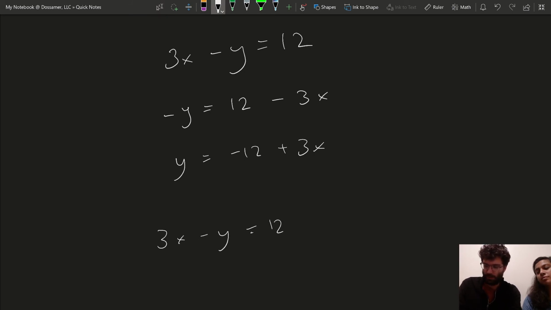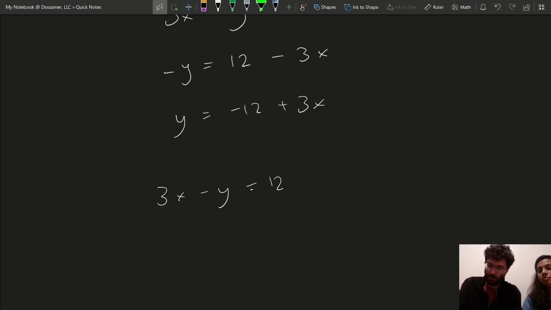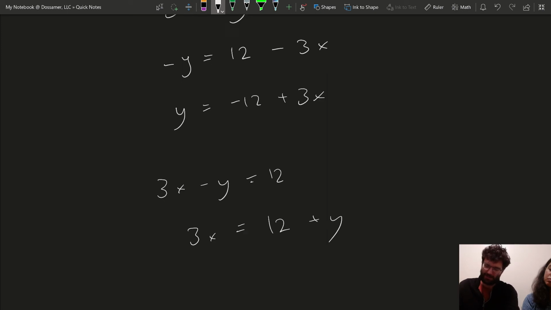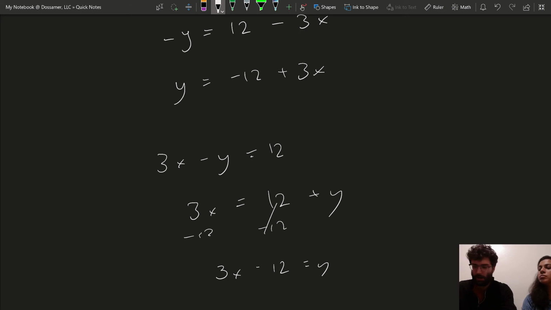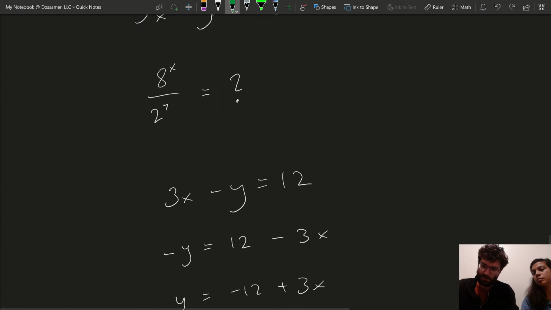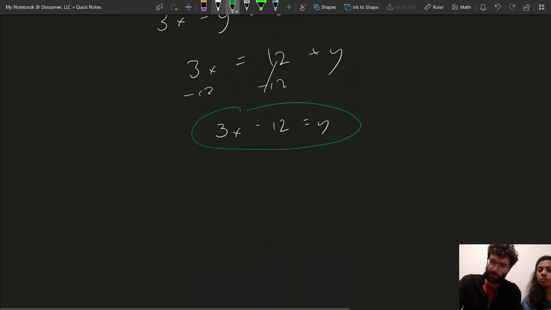And then we need to flip this, we multiply both sides by negative 1, flipping the negative, and we get y equals negative 12 plus 3x. In this case, that's pretty easy to do, but if you have a really long expression, sometimes that gets confusing, which is why I prefer, when I have 3x minus y equals 12, to add the y to the 12, and I get 3x equals 12 plus y, and then the last step, since we're solving for y, is you just move that 12 over, and you get 3x minus 12 equals y. Same answer, slightly different way of doing it.